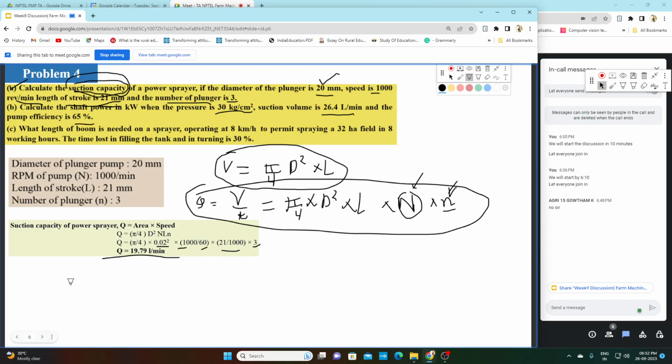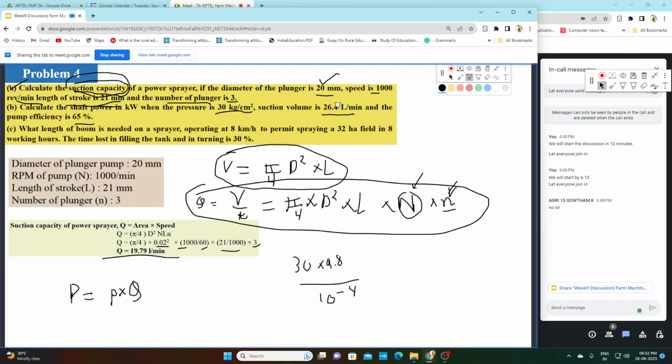So again, what is power? Power, capital P, is equal to small p, that is pressure, into discharge. Pressure is given as 30 kg per centimeter square, which we have to convert to Newton per meter square. So 30 kg is multiplied by 9.81 to convert from kg to Newton, divided by centimeter square. Centimeter square we convert to meter square, that is 10 raised to the power minus 4. So we got the pressure. Now Q.